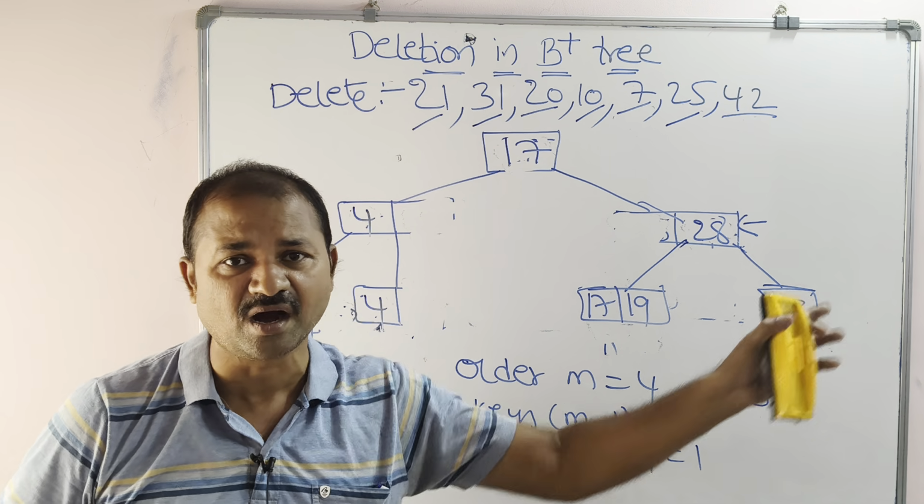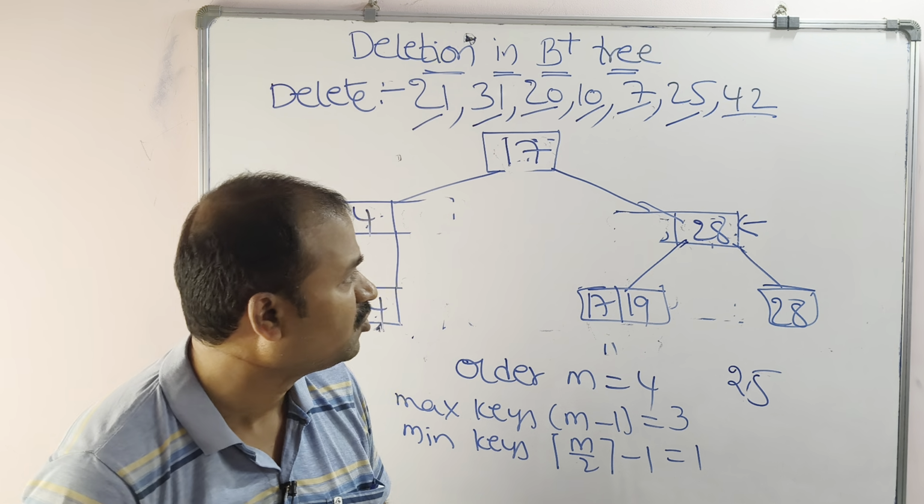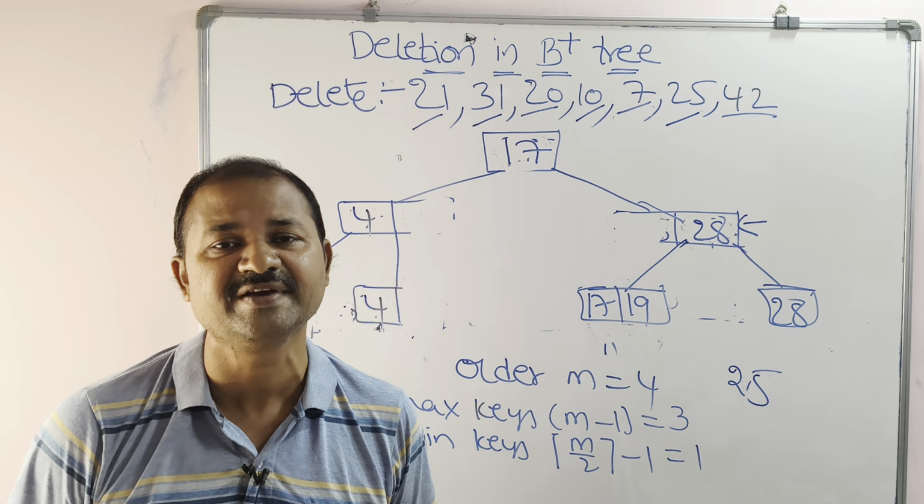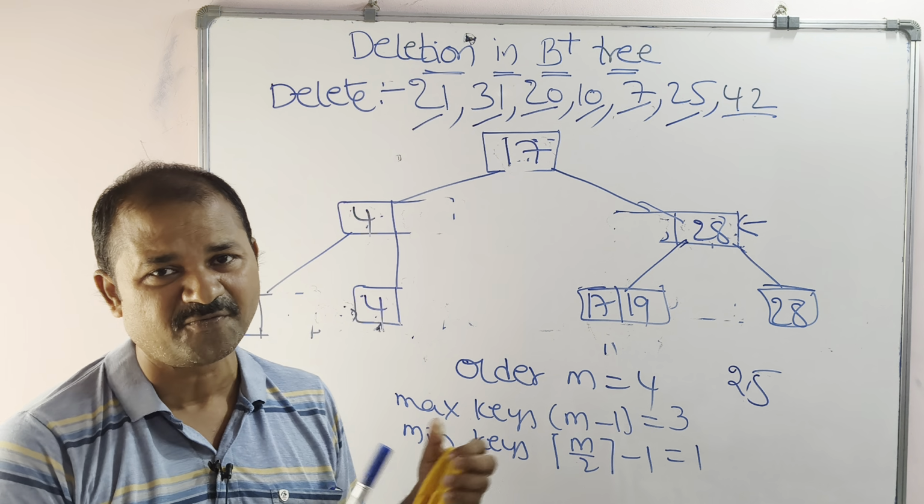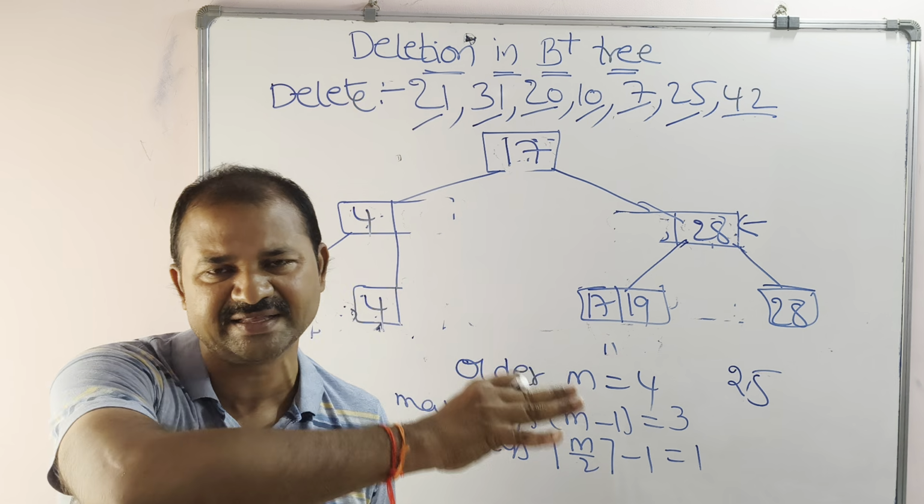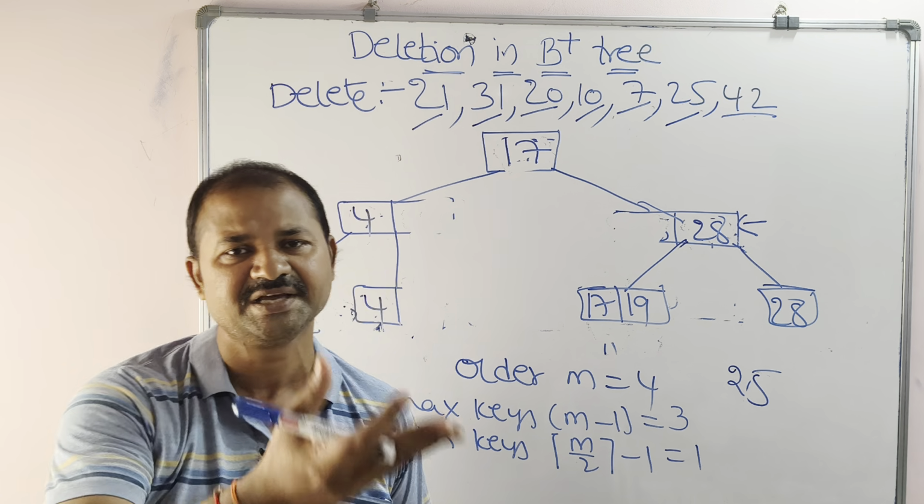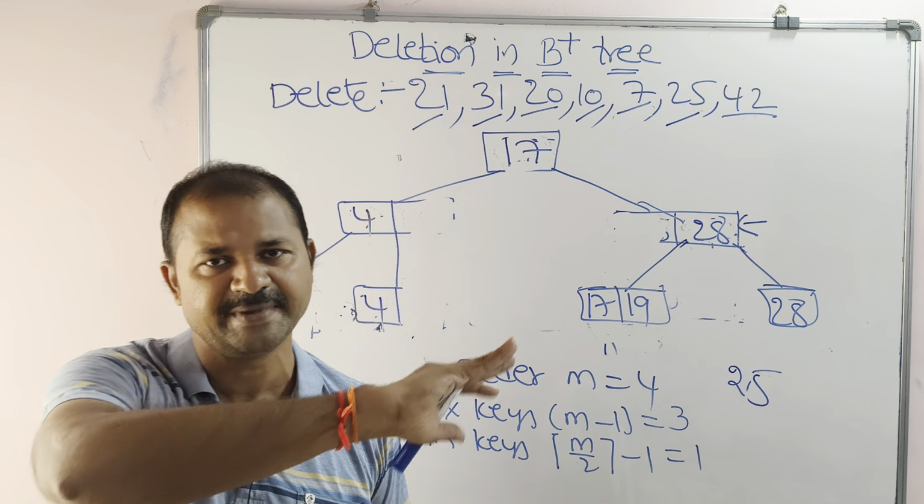So after deleting all these elements, this is the final output. So likewise in the examination, you can solve any problem very easily. So after performing the deletion, we need to check whether the B+ tree conditions are satisfied or not. If not satisfied, then make the changes.